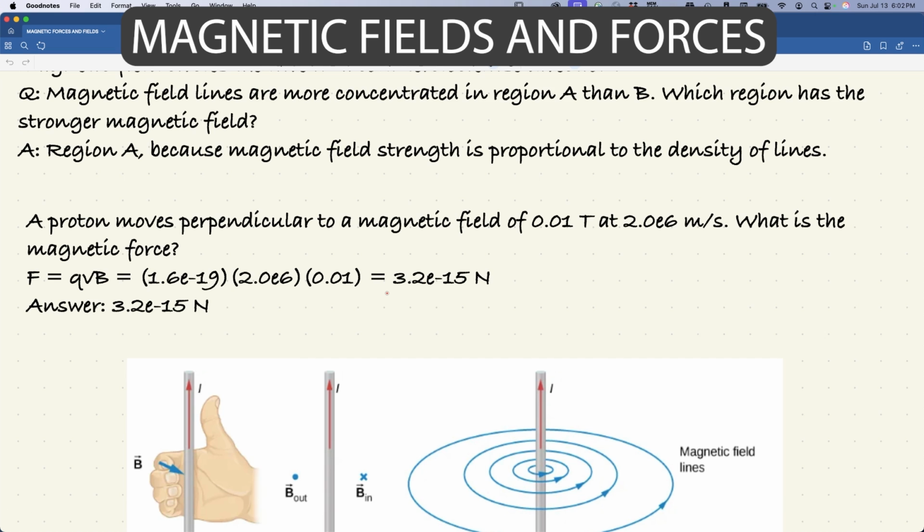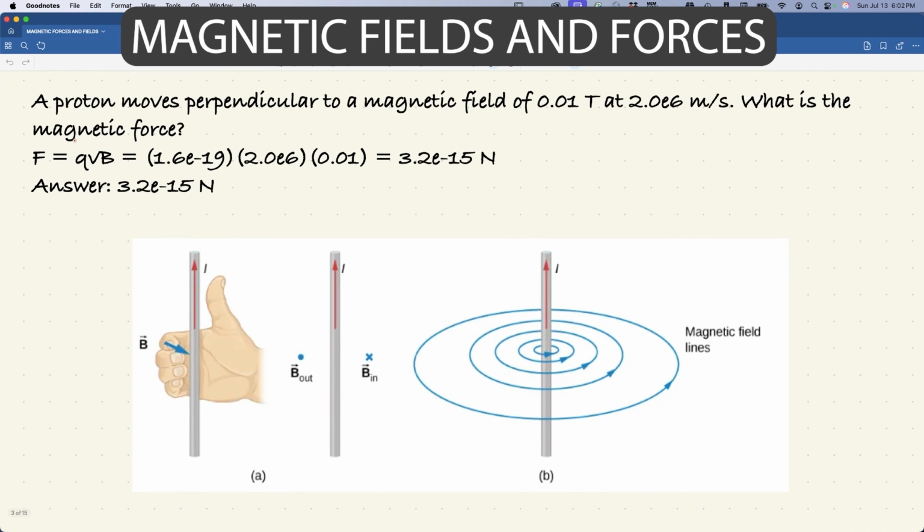Here is a very simple problem. A proton moves perpendicular to a magnetic field of 0.01 Tesla at 2.0 times 10 raised to 6 meters per second. What's the magnetic force? Because it's perpendicular, sine 90 is 1, so maximum force given by QVB acts on it. Proton has the same charge as the electron, and then you have the velocity, you have this magnetic field in Tesla, all proper units, you multiply them, you get that tiny force acting on the proton.